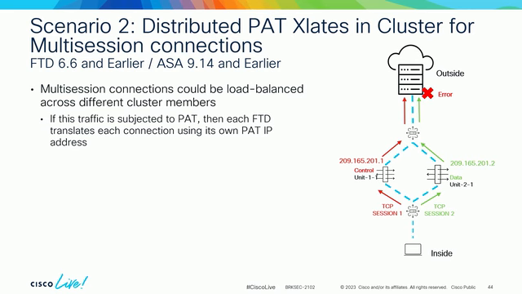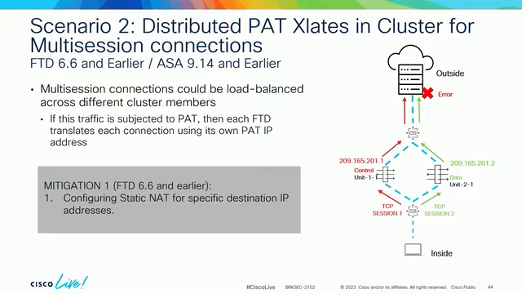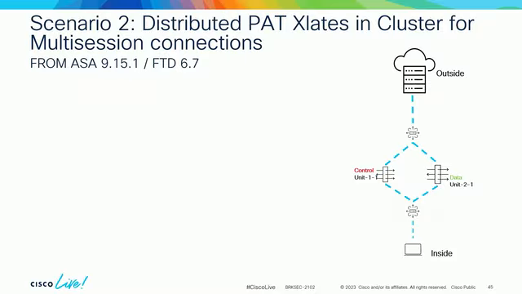So the mitigation in firewall 6.6 and earlier is kind of limited, because one way would be to configure a static NAT for specific destination IP addresses, but we all know that this is not something scalable. We cannot configure a static NAT for each destination IP address. We don't even know all the IP addresses of the servers. The best would be to upgrade the devices to 6.7 or higher, because starting 6.7, we support IP stickiness.